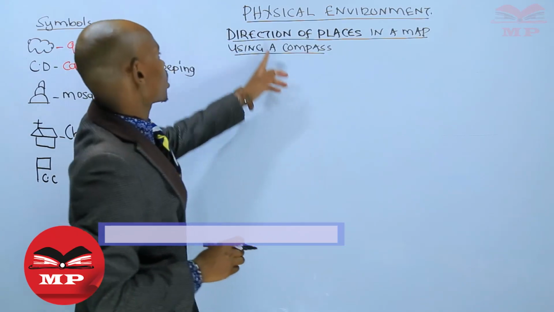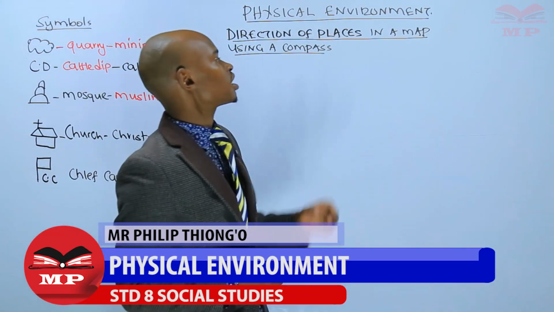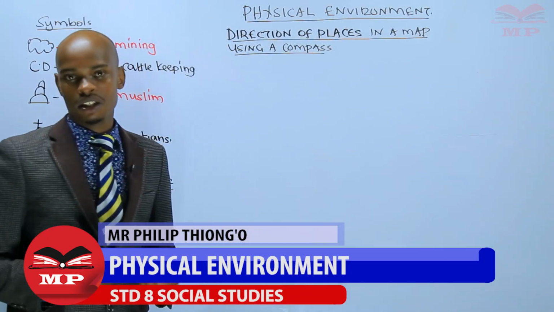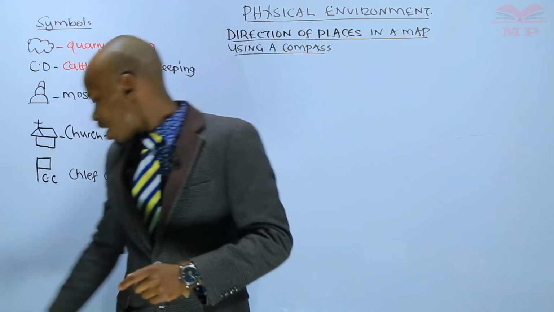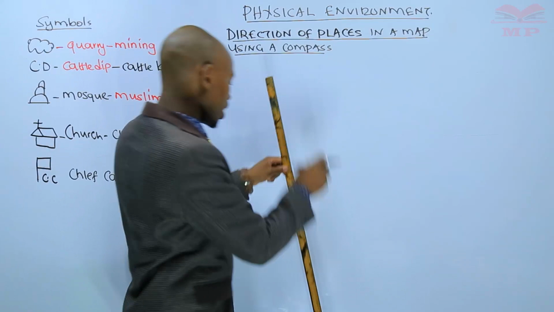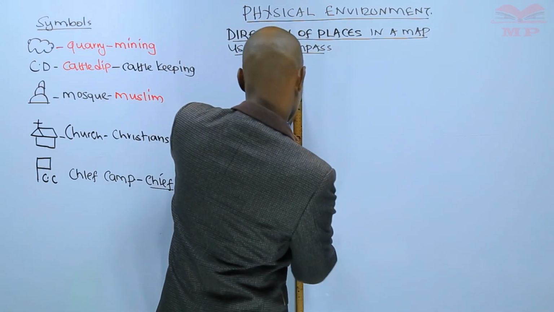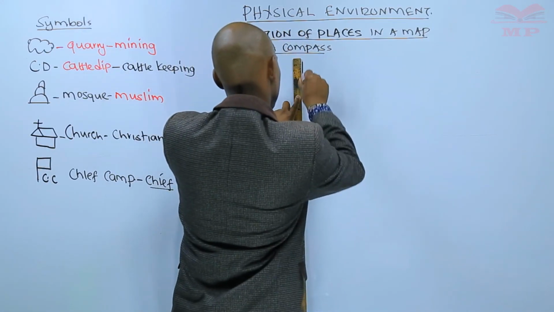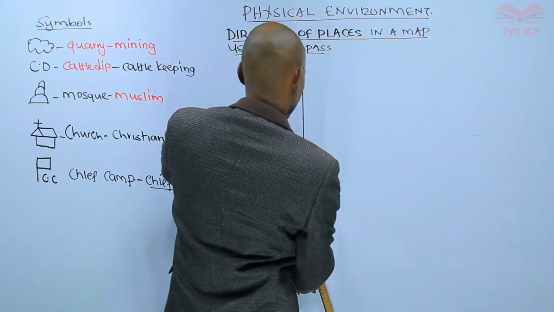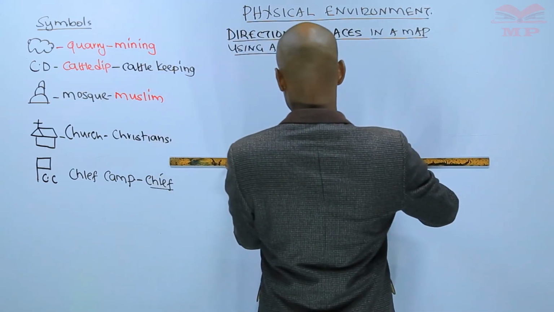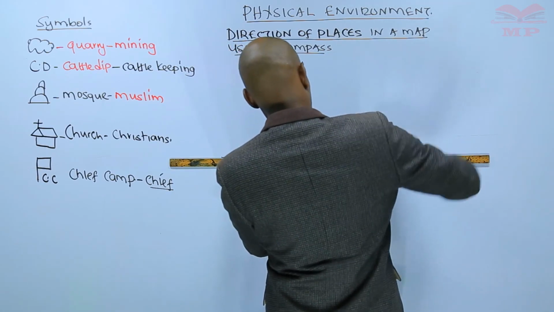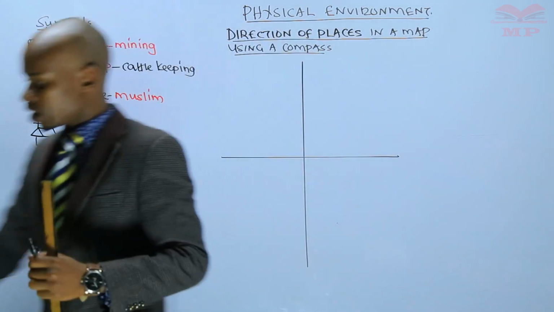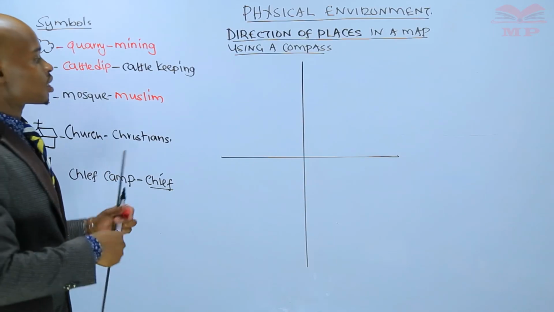Today's topic is getting the direction of places in a map using a compass. Let us remind ourselves, how does a compass look like? The first part of a compass is the 4 cardinal points.